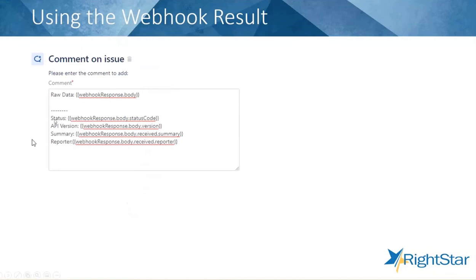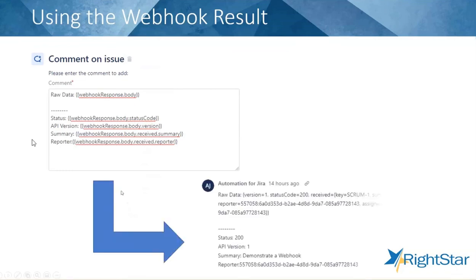I'm then going to print out the status, the API version, the summary, and the reporter. This is all being returned by my REST API. So let's see what gets returned. This is actually the comment that gets created. You can see the raw data is returned to me as a JSON file. I can then refer to it by calling webhook response.body, and then I can call the actual attributes in here: status code, the API version, the summary, and here's the reporter.